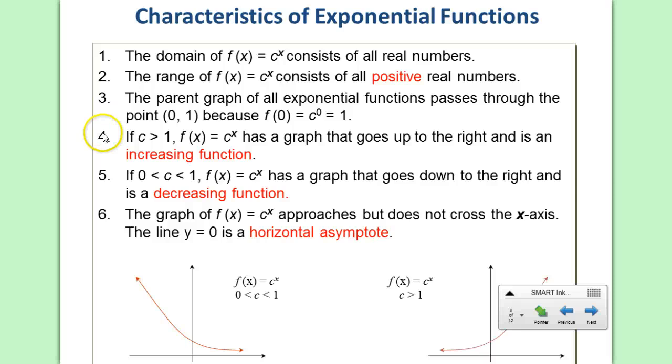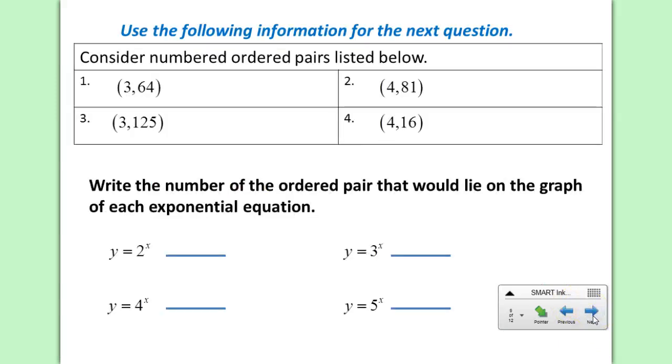If c is greater than 1, it's an increasing function. If the base is between 0 and 1, it is decreasing or decay. And I wouldn't mind you, this is called growth, and this is called decay. So if you could ponder that or consolidate that. And the graph approaches but does not cross, it's that horizontal asymptote. So that was something that we hopefully got out of that.